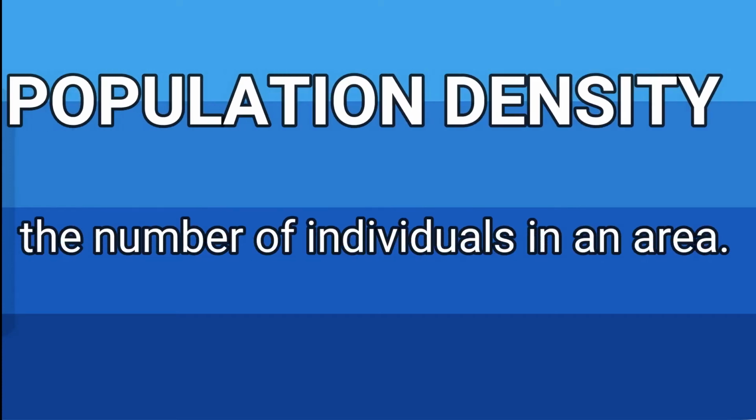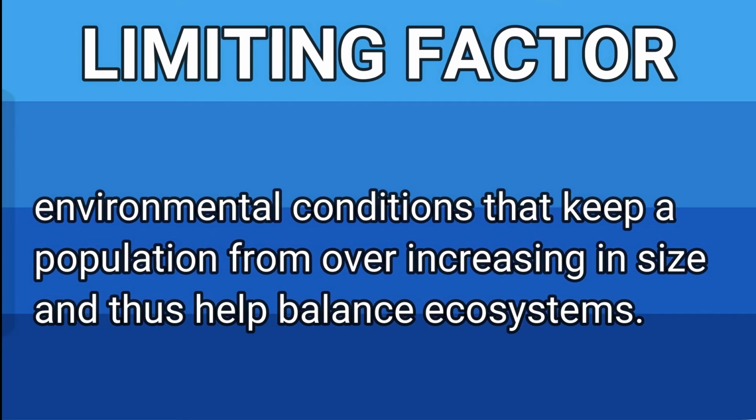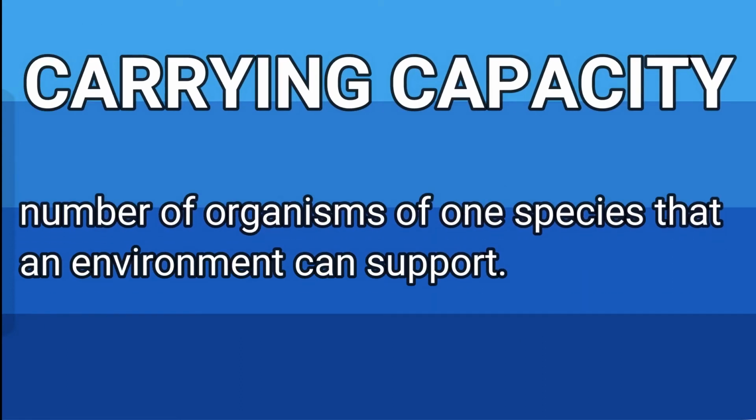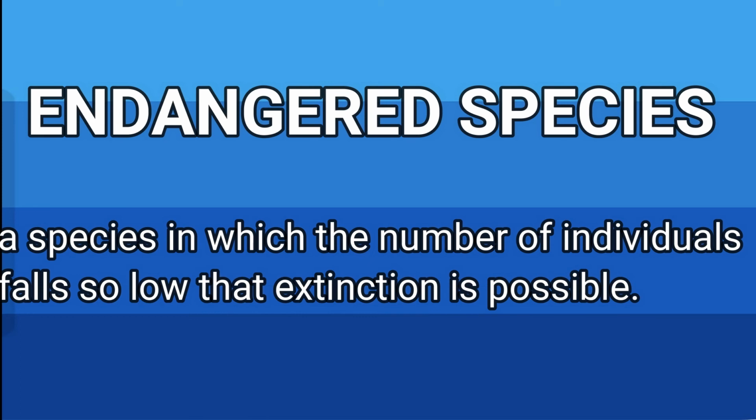Population density. The number of individuals in an area. Limiting factor. Environmental conditions that keep a population from over-increasing in size and thus help balance ecosystems. Carrying capacity. Number of organisms of one species that an environment can support. Endangered species. A species in which the number of individuals falls so low that extinction is possible.